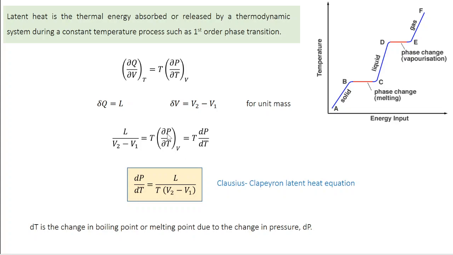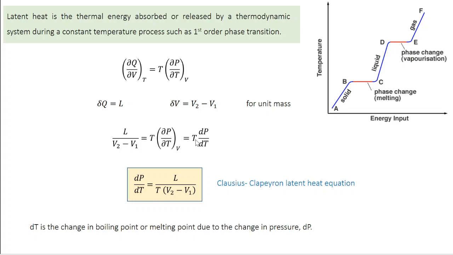Now pressure depends on two variables, temperature and volume. That's why I wrote it as a partial derivative. Whenever a function depends on more than one variable, you write it as a partial derivative. But one of the variables is fixed here, which means P now depends only on temperature. So the partial derivative gets converted into a total derivative. So the right hand side becomes T into dP/dT.